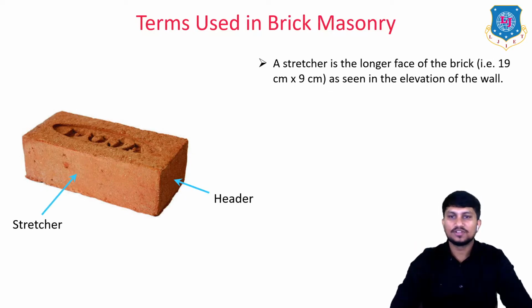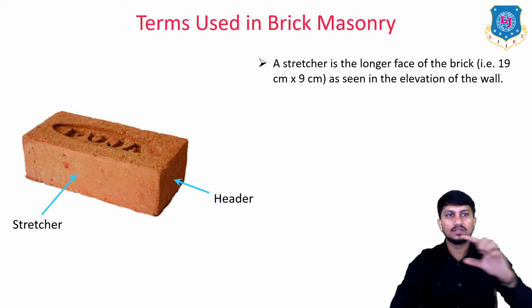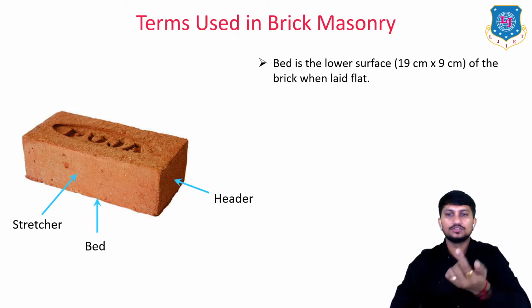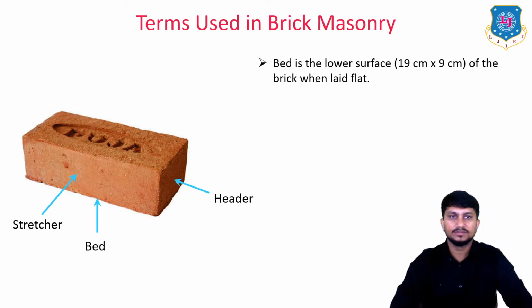This is called as stretcher. A stretcher is a longer face of the brick having size 19 cm by 9 cm as seen in elevation of the wall. The below portion of the brick is called as bed. It is called as lower surface having size 19 cm by 9 cm of the brick when the brick is laid flat onto the layer.